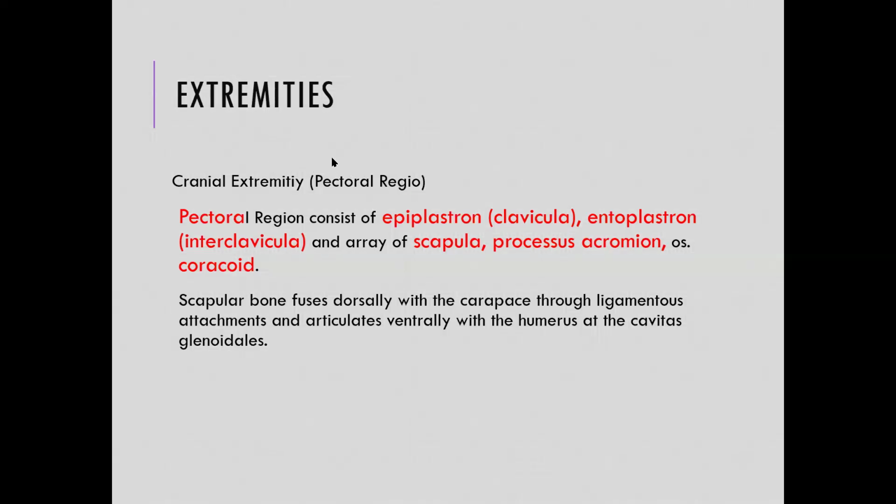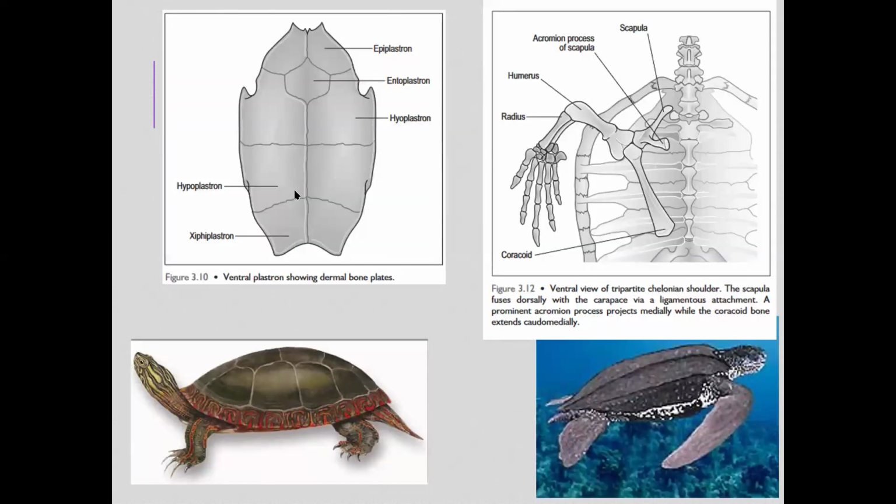The cranial one, or the pectoral region, consists of the epiplastron, or we call it the clavicular bone, the entoplastron or interclavicula, and an array of the scapula, acromion process, and coracoid bone. The scapular bone fuses dorsally with the carapace through ligamentous attachment and articulates ventrally with the humerus at the glenoid cavity in the scapula. Okay, this is an example of their forelimb.